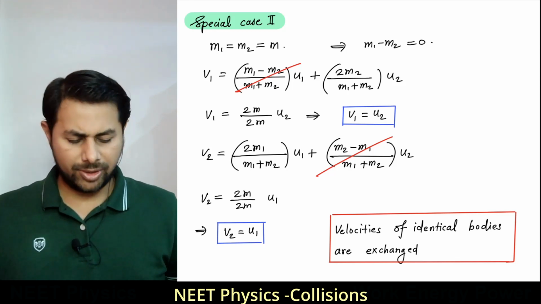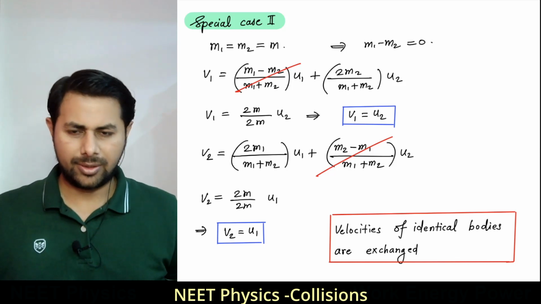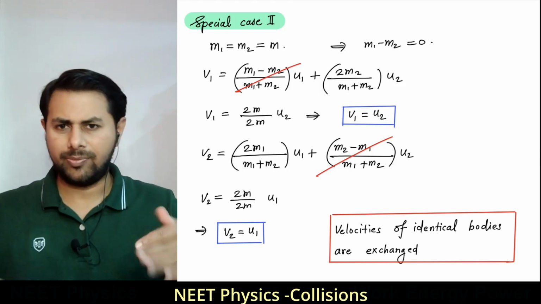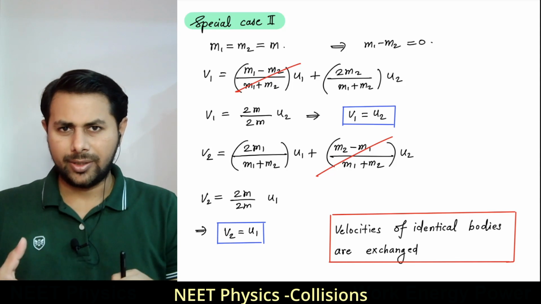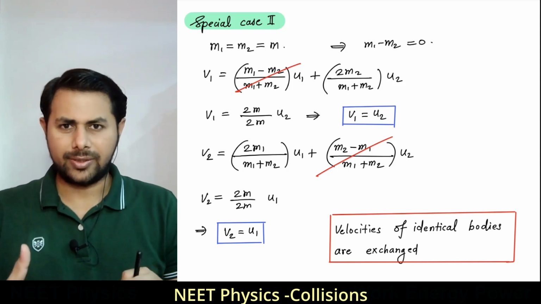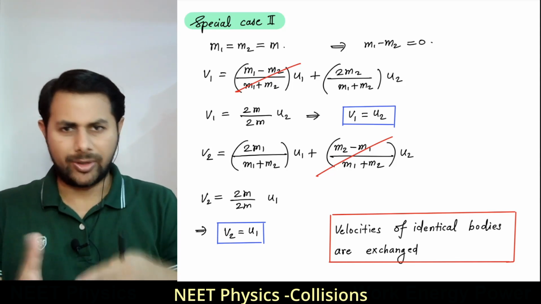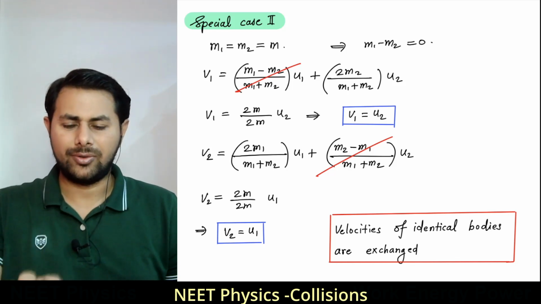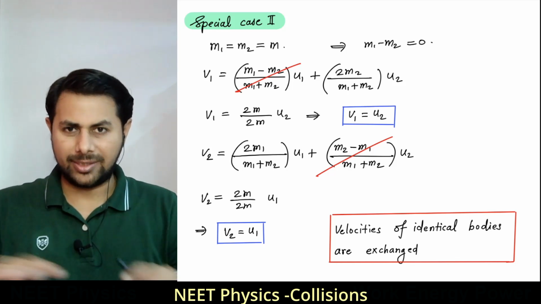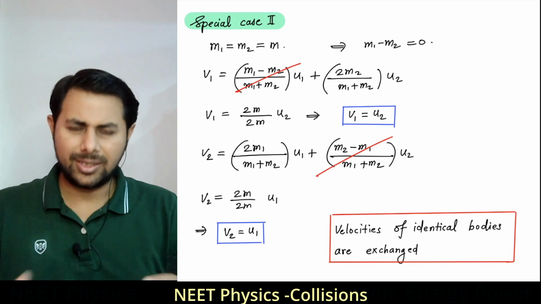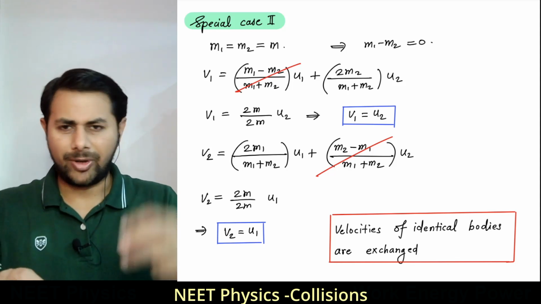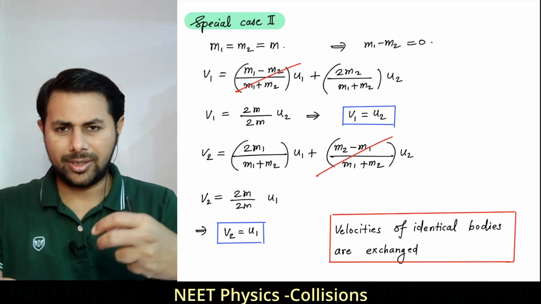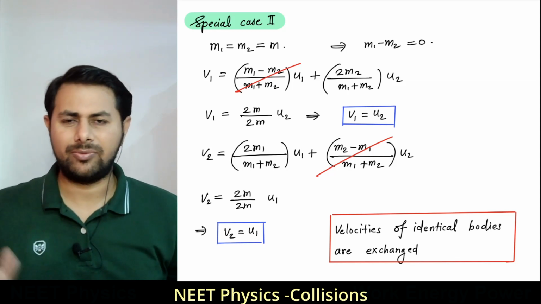Right. Just to give you an example, if you have seen the game of pool or snooker, in snooker you hit one ball with a stick, then that ball hits another ball which is at rest. Most of the time you will see that because their masses are equal and the collision is nearly elastic, the ball that is hitting the other ball stops and the other ball moves ahead with the same speed.